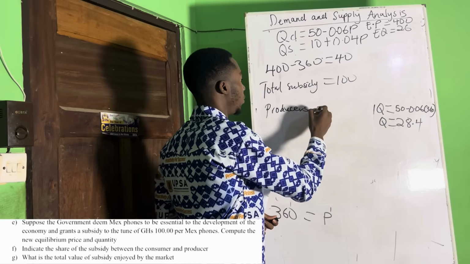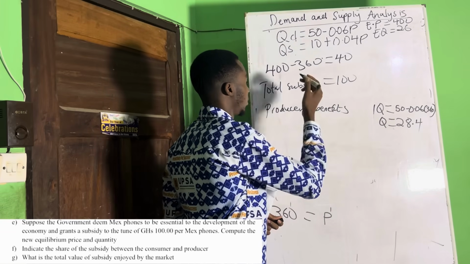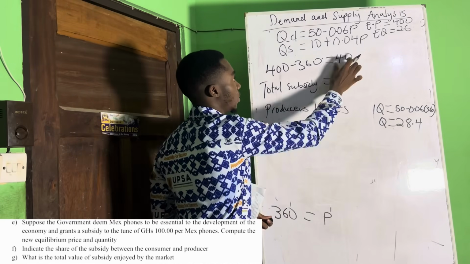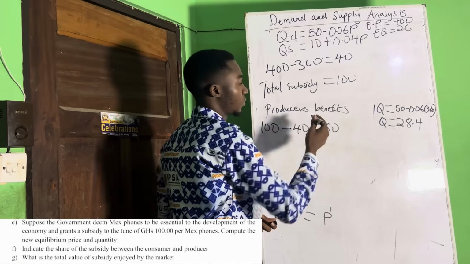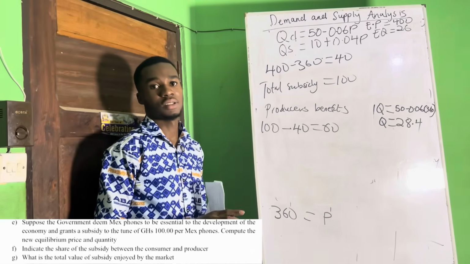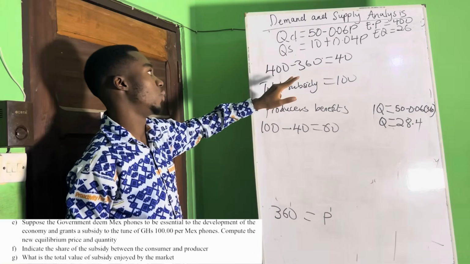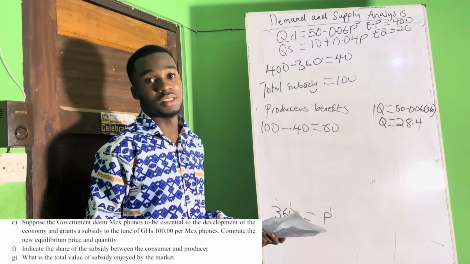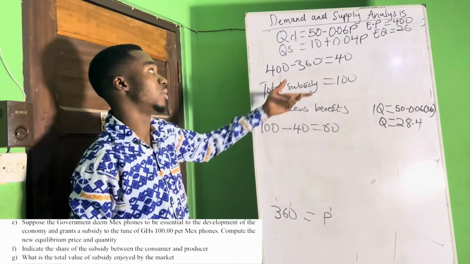So the producer's benefits, you can just say, will be the total subsidy, which is 100, minus what the consumers are enjoying, 40. So that would be 60. I hope you understand. The total subsidy is 100 cedis. And when you calculate the old price minus the new price, there's a decrease of 40 cedis. So it means the price has reduced by 40 cedis. And the total subsidy is 100. It's because of the subsidy that the price has reduced by 40.